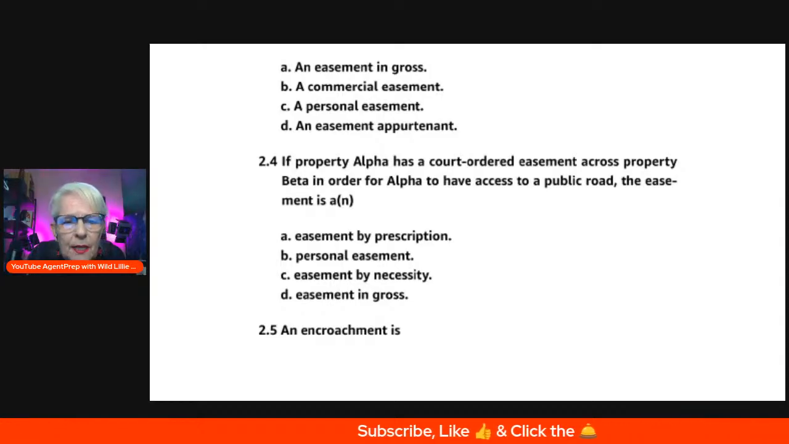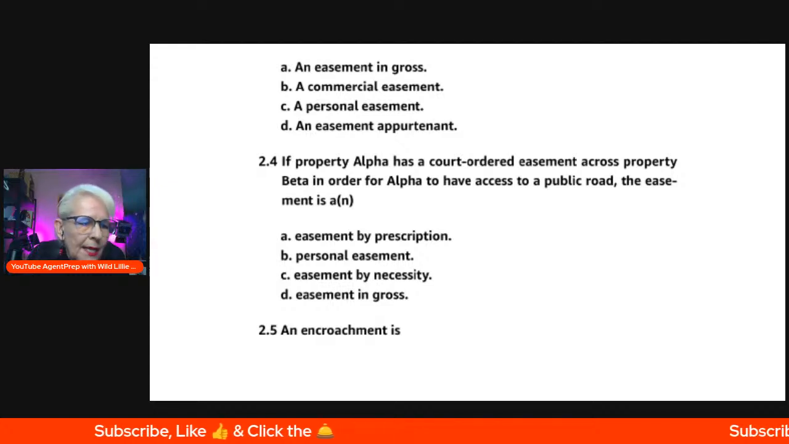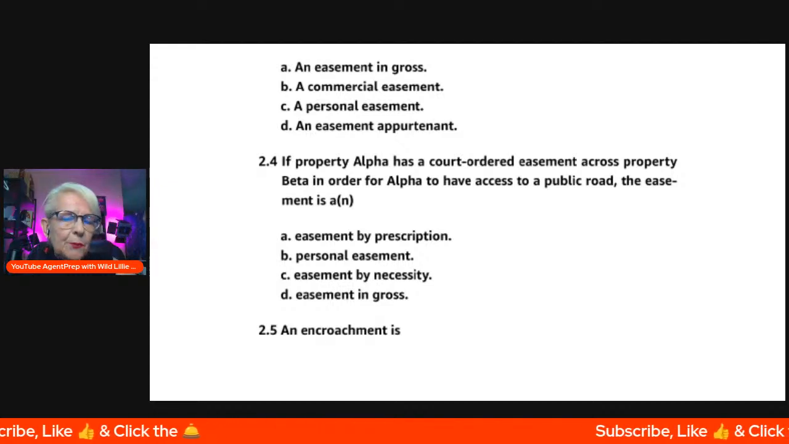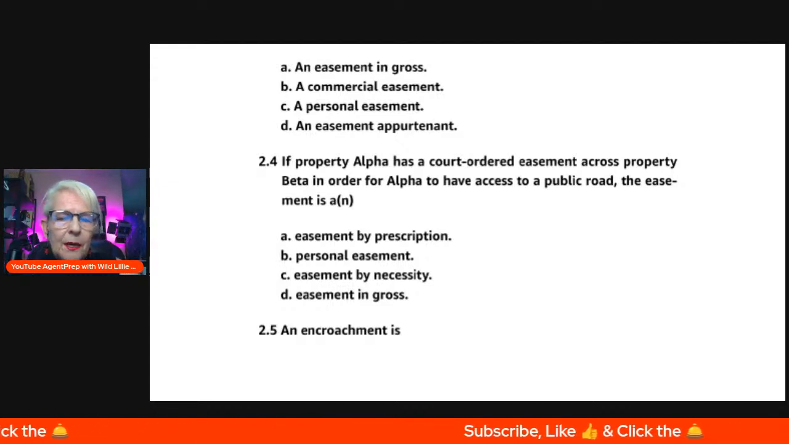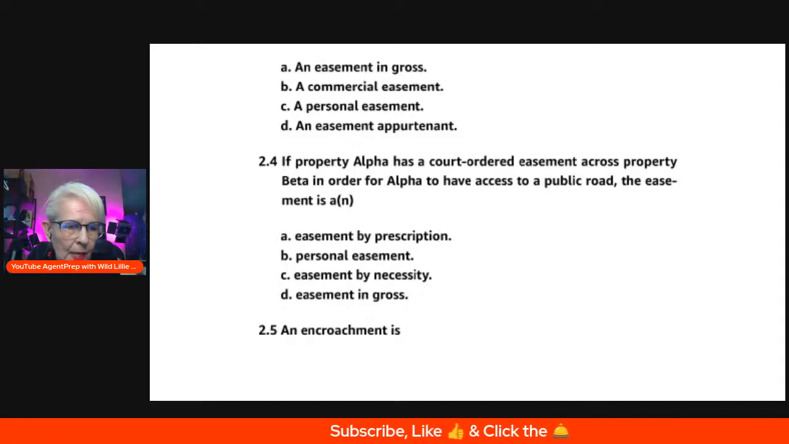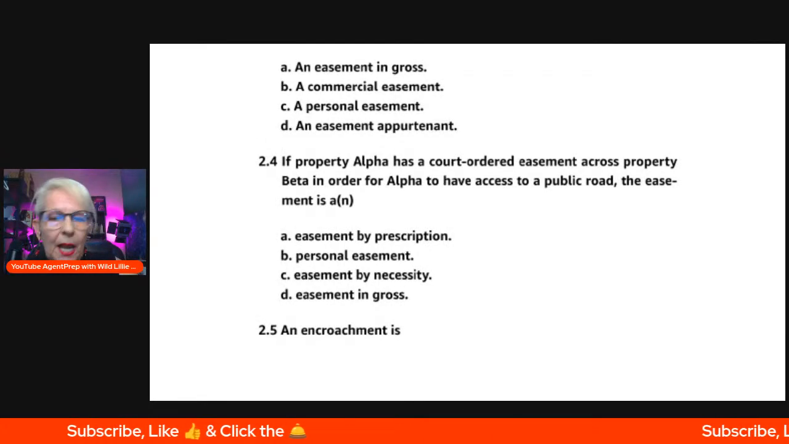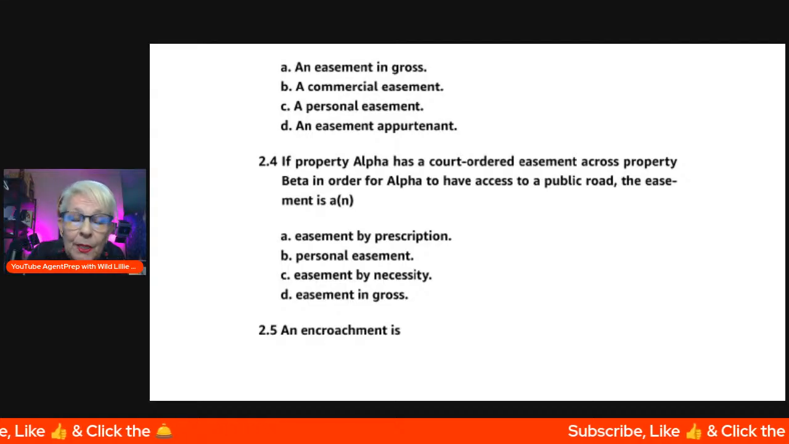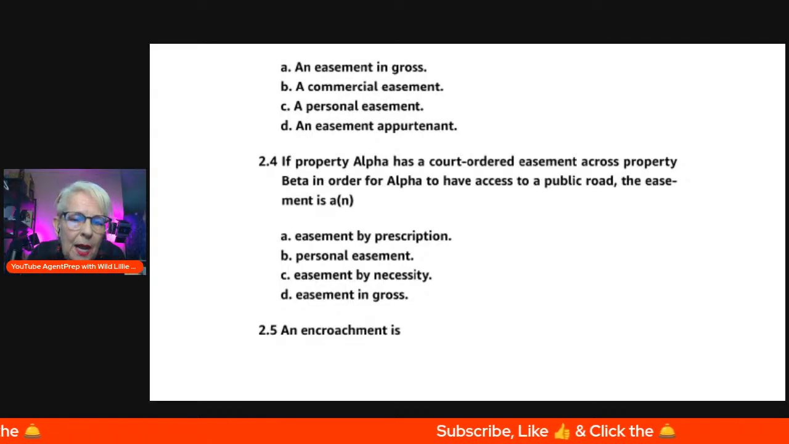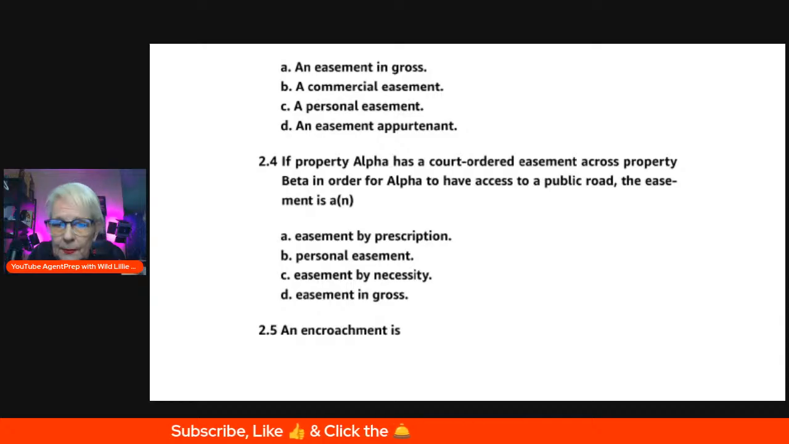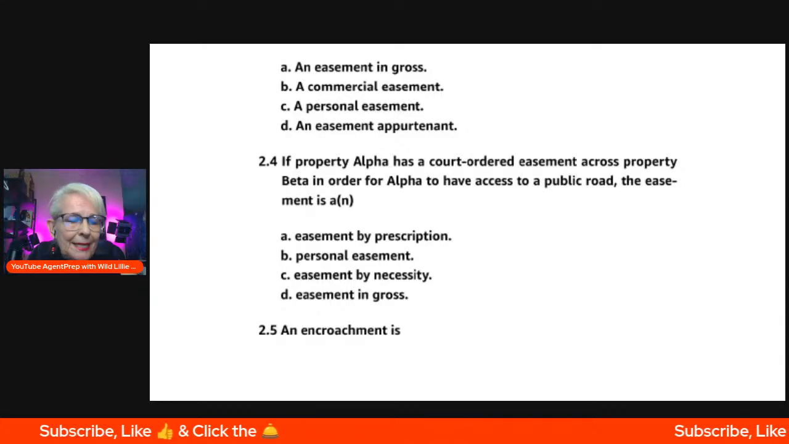Okay, so you said easement by prescription. That's a different type of easement. So easement by necessity is an easement appurtenant, like it was on number 3. Granted by a court of law. Instead of granted by the owner, which would be an easement appurtenant, this is granted by the law, by the court. And so it is an easement by necessity.